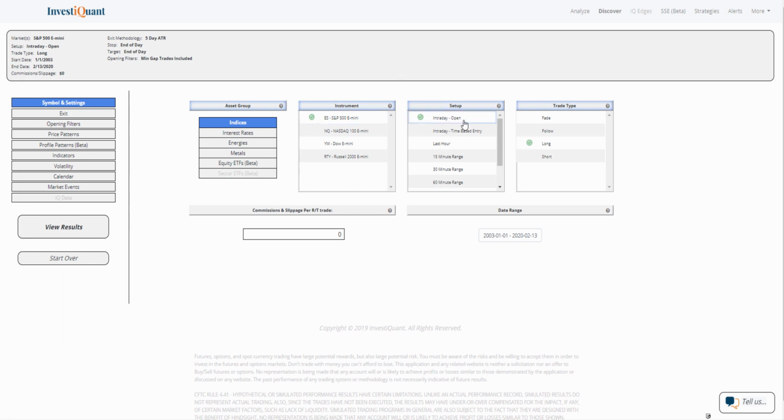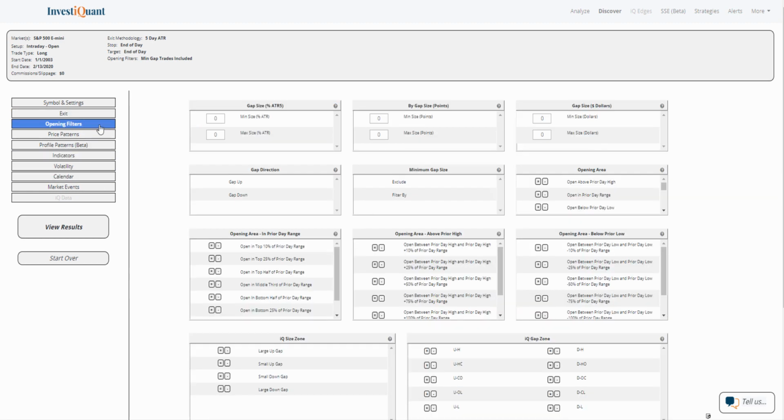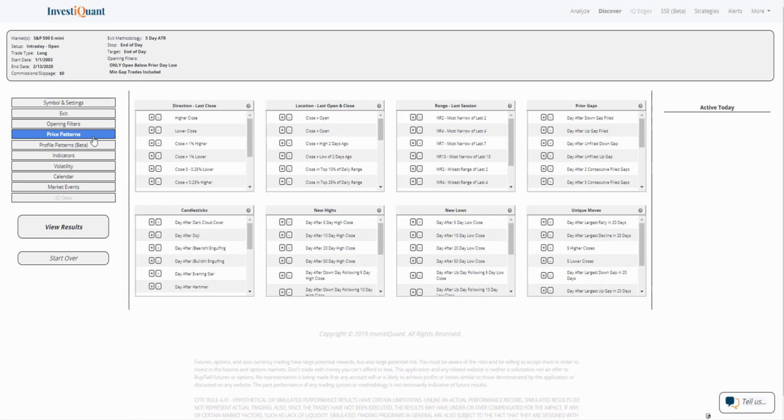Symbol and settings, I've got ES selected, the setup intraday open. That means entering at 9:30 a.m. Eastern time. I've got long selected, and we're going to put the exit at end of day, which is just the end of regular trading hours, 4:15 p.m. Eastern time. The setup, again, we're going to be looking at opening below prior day low. So let me hit equals here in the opening area below prior day low. Price pattern, 50-day high close. We've got another one of these.